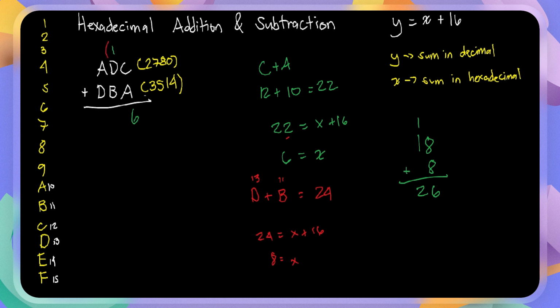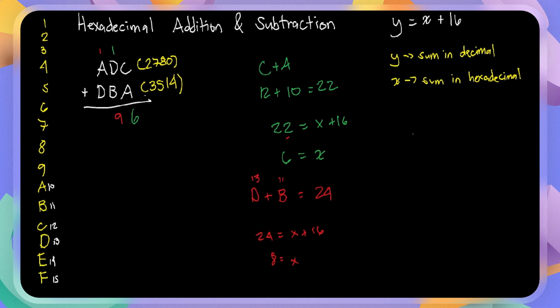But remember, we have a carry. We carried a 1. So 8 plus 1 is 9. And then we add another carry because we subtracted 16. I guess I'll use orange here. And I'm going to delete this.